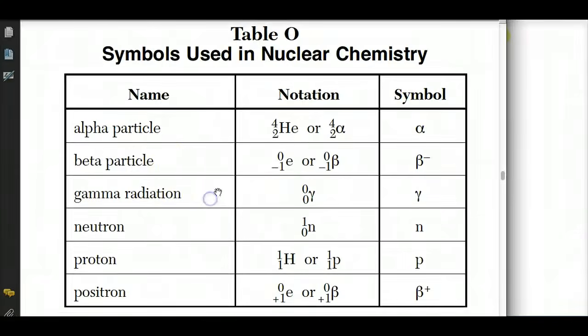Now, if you forget this, there's a place to go. Here's that place, Table O. Look at here for a second. The beta particle is actually an electron. It has a 0 for a mass. The top number is the mass number, just like the periodic table. The bottom number is the charge number. You could think of it as the proton number, but it's really a charge number. So electrons are -1 and have a mass of 0. Neutrons have a mass of 1 and no charge. Protons have a mass of 1 and a charge of +1. So neutrons and protons have the same mass. Electrons are so small, about 2,000 times lighter, that they're considered to have no significant mass.